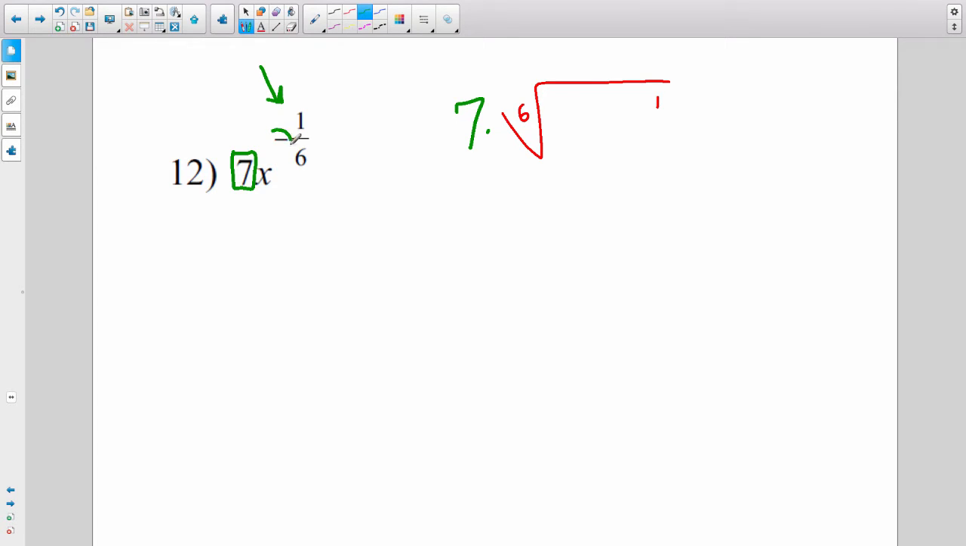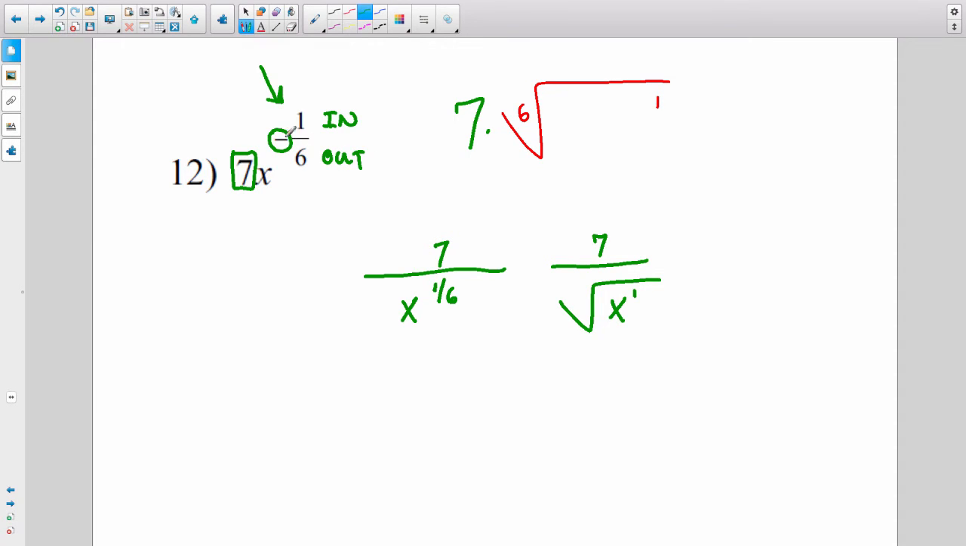I see a negative, which means I'm going to write 7 over x to the positive 1/6. That's my first step. Let's take care of that negative. Now we know we have the in over the out, so 7 on top of radical x. The in number is a 1. The out number was a 6, and it's no longer negative, right? Because we took care of that by putting it in the basement. So this becomes a 6. That's your answer.